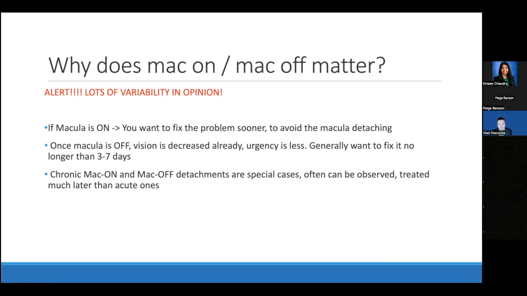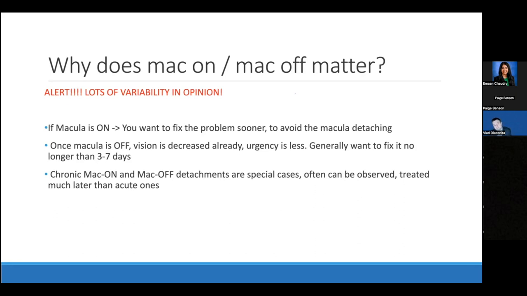So if the macula is on, then usually the vision's good. And like we were talking about before, you want to fix the problem sooner. What you don't want is for the macula to detach, because once it's dead, or the fovea, again, using different words, but that's what we mean to say. Once the fovea comes off, then the vision drops. And although we can fix it, vision recovery is not as good if it's off for a while. So that's where the urgency comes in. Once the fovea or macula is off, the vision's already decreased. So we're not as ready to go forward and treat it.